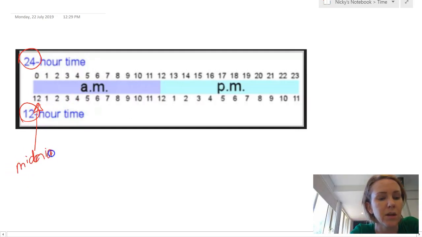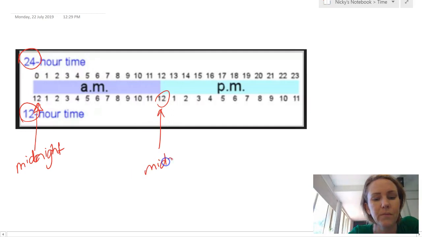Oops, midnight. Okay, this 12 here is the middle of the day. Can't spell today. That's an A. Okay, and then onwards we go through the afternoon into the night time, 9 o'clock at night, 10, 11, and then back to 12, which is midnight. So that's why we have no 24 hours after that. Okay, 24-hour time just goes from 0 all the way through to 2300, and then onwards from there.